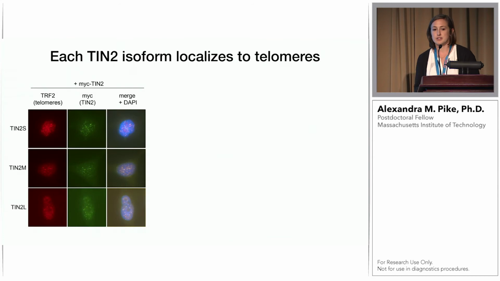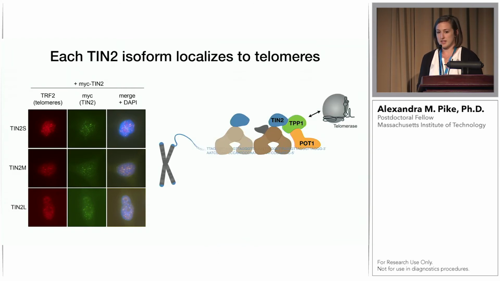So we cloned these cDNAs and expressed them in HeLa cells, and we saw that they all do localize to telomeres. So you can see the TIN2 isoforms in green overlap with TRF2 in red, which marks the telomeres. And through some assays I'm not going to get into today, we saw that they seem to be functional and protect and function at telomeres in vivo. So back to this question of, does TIN2 work with this telomerase processivity factor in any sort of way?